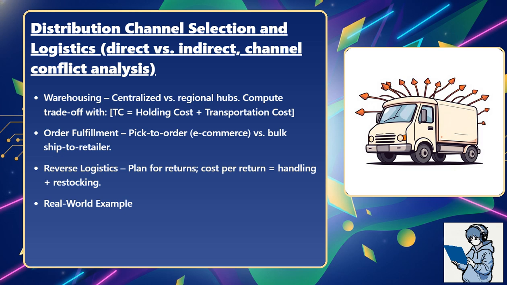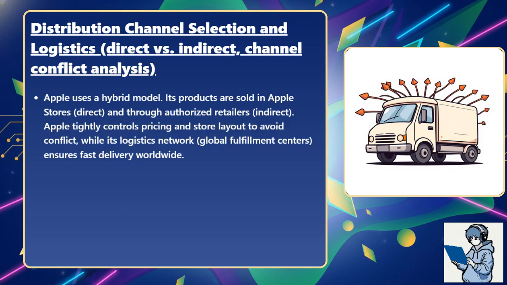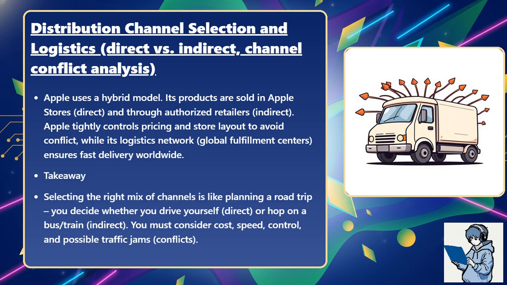Real-world example: Apple uses a hybrid model. Its products are sold in Apple stores (direct) and through authorized retailers (indirect). Apple tightly controls pricing and store layout to avoid conflict, while its logistics network, global fulfillment centers, ensures fast delivery worldwide. Takeaway: selecting the right mix of channels is like planning a road trip. You decide whether you drive yourself (direct) or hop on a bus or train (indirect). You must consider cost, speed, control, and possible traffic jams, or conflicts.